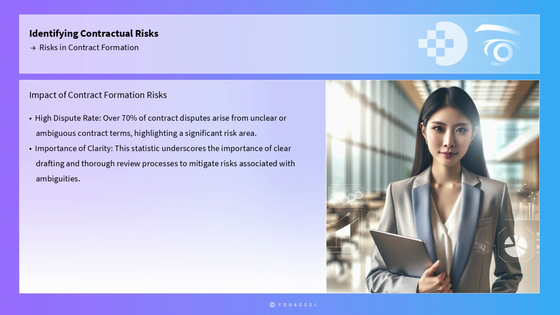Statistics also emphasize the potential impact of contract formation risks. According to a survey conducted by the International Association for Contract and Commercial Management, over 70% of contract disputes arise from unclear or ambiguous contract terms. This statistic underscores the importance of clear drafting and thorough review processes to mitigate risks associated with ambiguities.